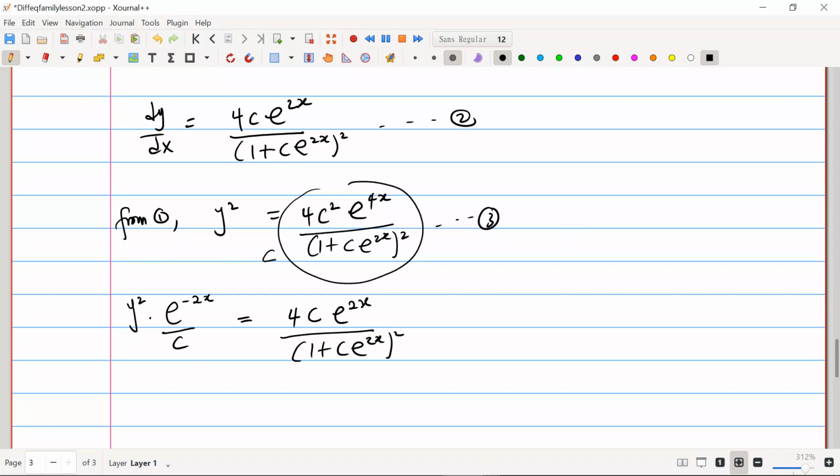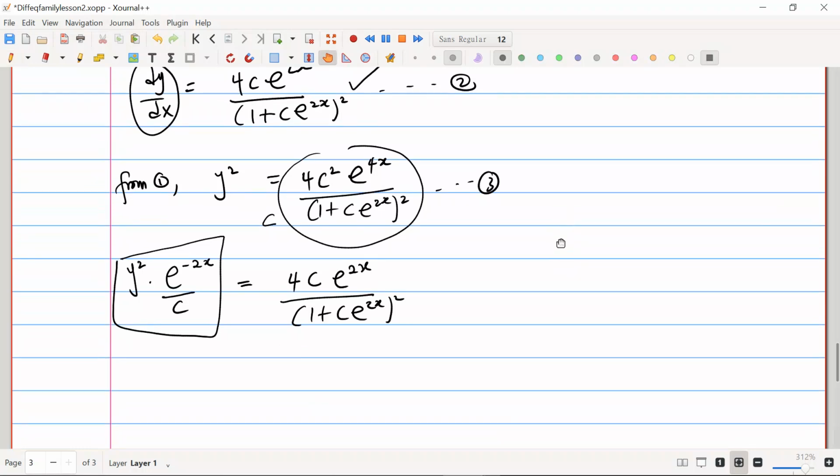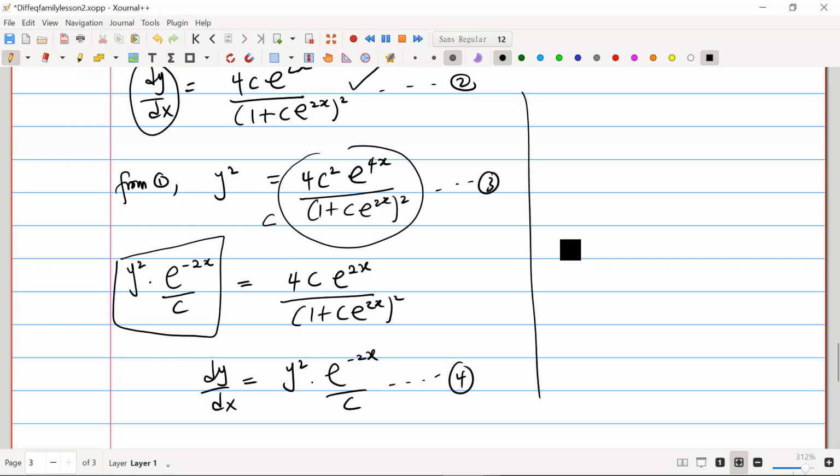So what does it mean? It means that this dy dx, which is equal to this guy, is actually equal to y squared times e to the negative 2x over c, right? So I'm going to say that dy dx is equal to y squared times e to the negative 2x over c. Let me keep this as equation 4. Now from equation 1, that's the main problem.